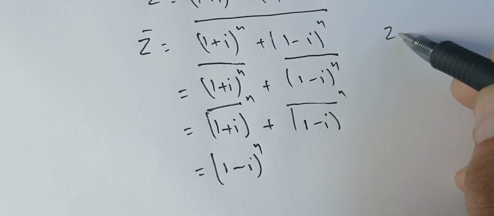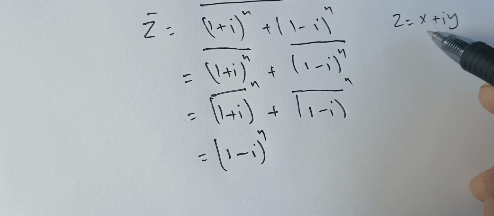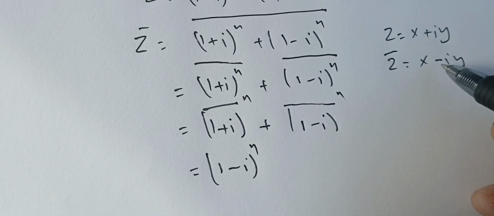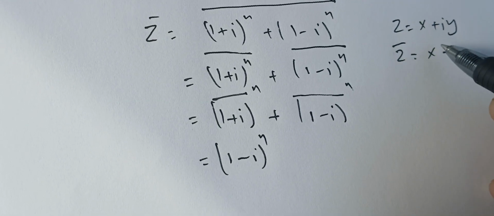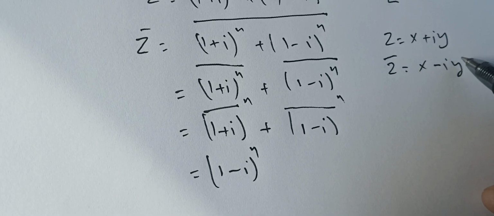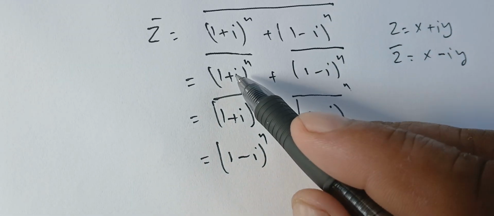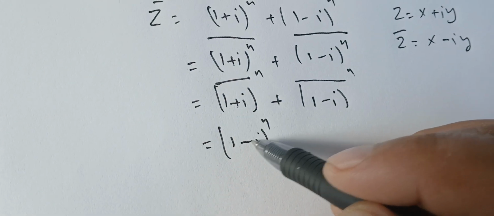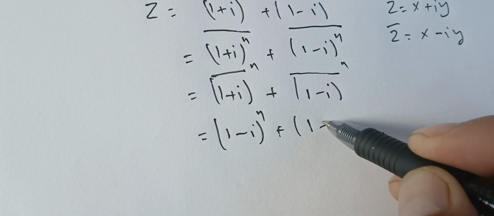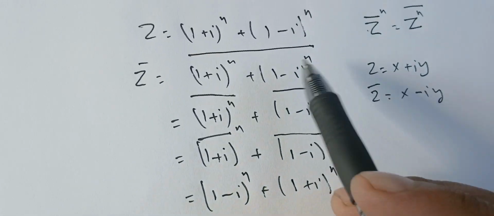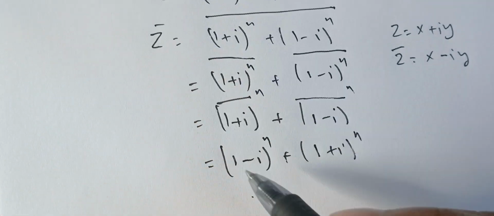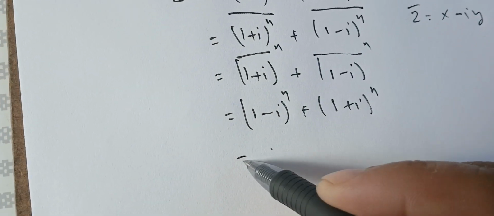Remember that if z is x + iy, then its conjugate is just x - iy. We put a minus in front of the imaginary part. The imaginary part is 1 here, so we get minus i. The same thing here: if we put a minus, we get plus i, to the power n. So if we compare this with the original, we see that z bar is just z.